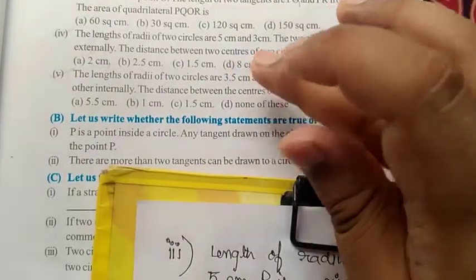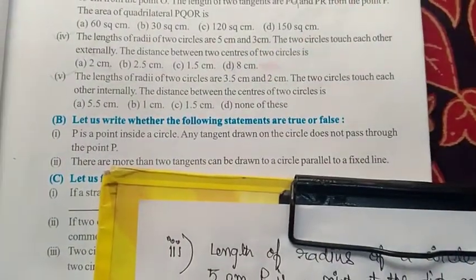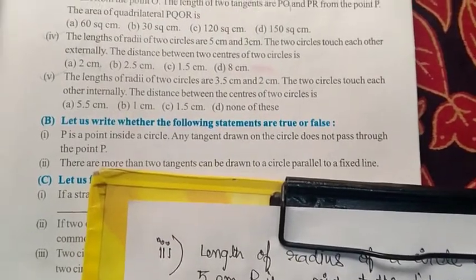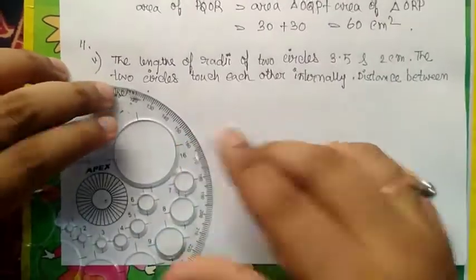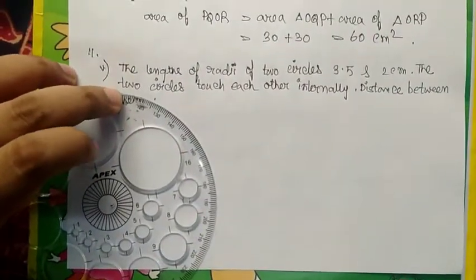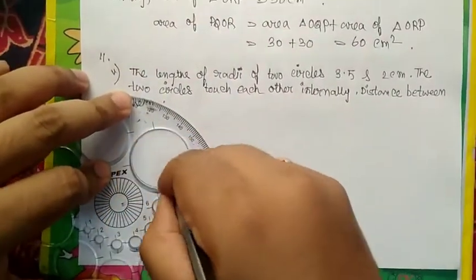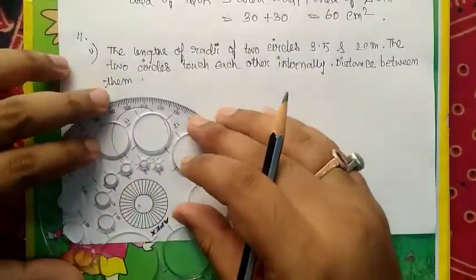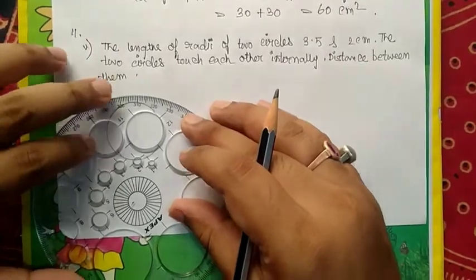So therefore the answer is 3.5 minus 2. But why is the answer 3.5 minus 2 equal to 1.5 centimeter? So here we have to discuss this by drawing these diagrams. So first of all, this is the larger circle and this is the shorter circle.